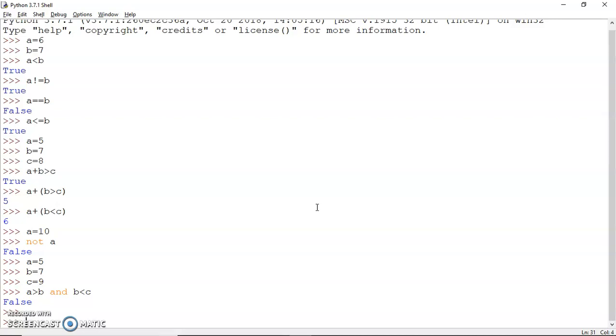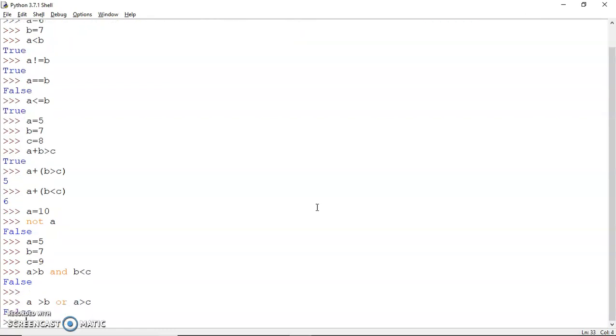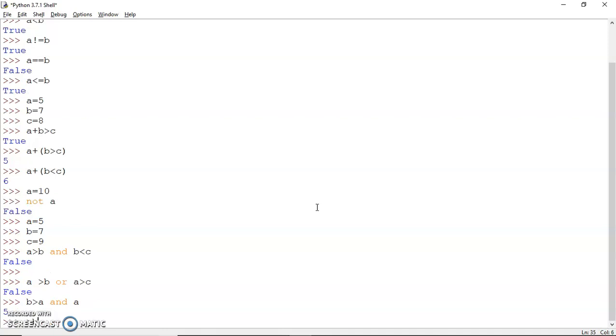Okay, and then we can write, say, a greater than b or a greater than c. Now a is neither greater than b nor is it greater than c. So both the conditions are false, so the answer would be false. So in OR, even if one of the conditions is true, then the entire condition is taken as true.